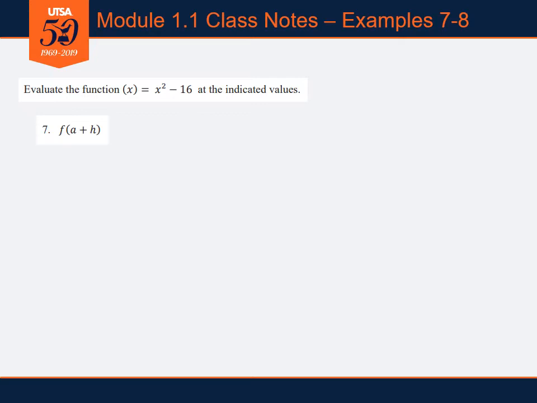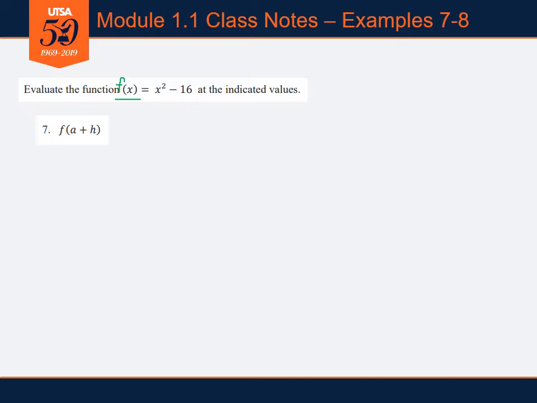Note that there is a typo in the instructions. Here, there's just a parentheses x with no function name in front of it. There should be one. We should have an f in front of that x here. It's f of x equals x squared minus 16. I apologize for the typo. It happens sometimes. But the instructions here are to evaluate the function f of x equals x squared minus 16 at the indicated values. And in question number 7, we see we're looking for f of a plus h.